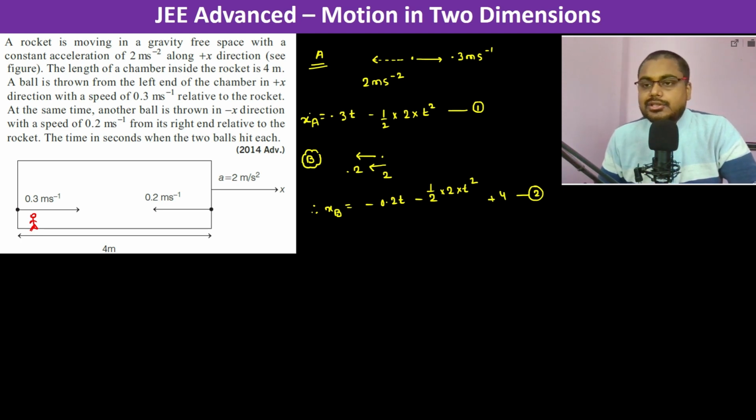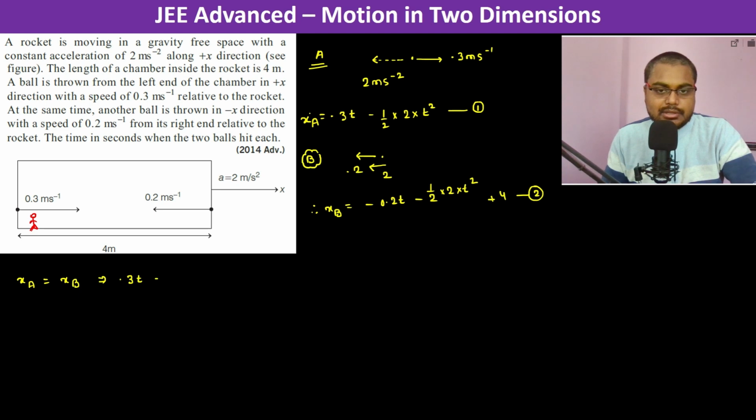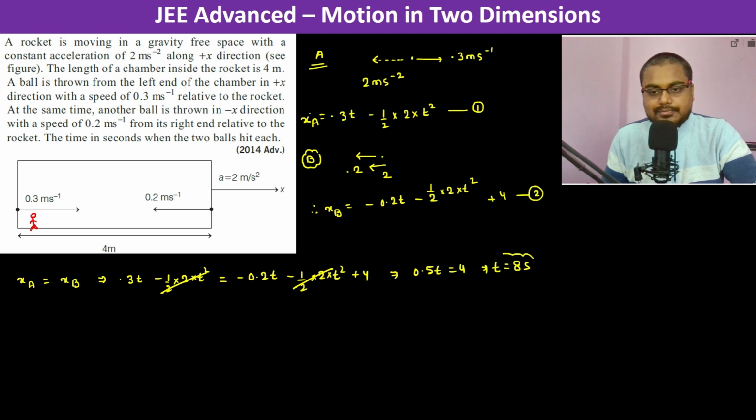Now for both the coordinates to be the same, that's when the collision is going to happen. So therefore we put xA should be equal to xB. Now 0.3t minus half into 2 into t square should be equal to minus 0.2t minus half into 2 into t square plus 4. So this and this is gone. Therefore it becomes 0.5t is equal to 4. So therefore t is equal to 8 seconds. Now the question isn't over.